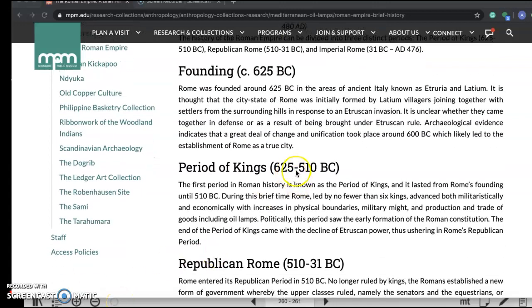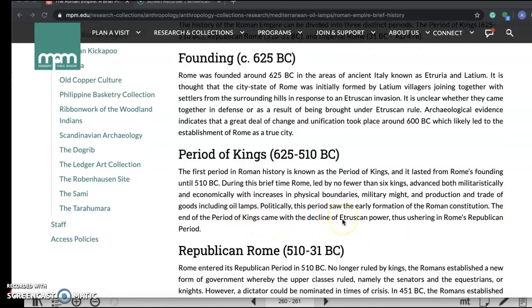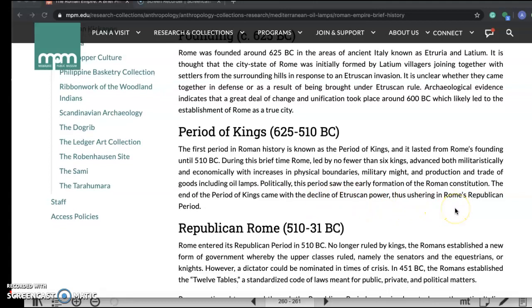Period of Kings, 625 to 510 BC. The first period in Roman history is known as the Period of Kings, and it lasted from Rome's founding until 510 BC. During this brief time, Rome, led by no fewer than 6 kings, advanced both militaristically and economically with increases in physical boundaries, military might, and production and trade of goods including oil lamps. Politically, this period saw the early formation of the Roman constitution. The end of the period of kings came with the decline of Etruscan power, thus ushering in Rome's Republican period.